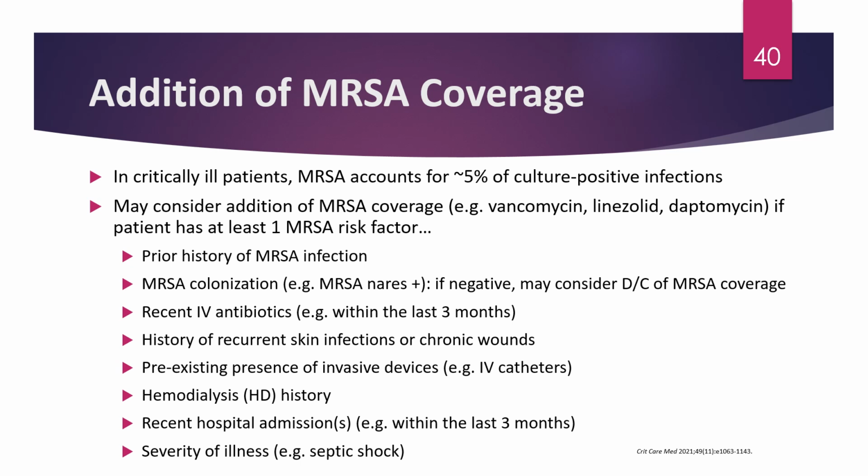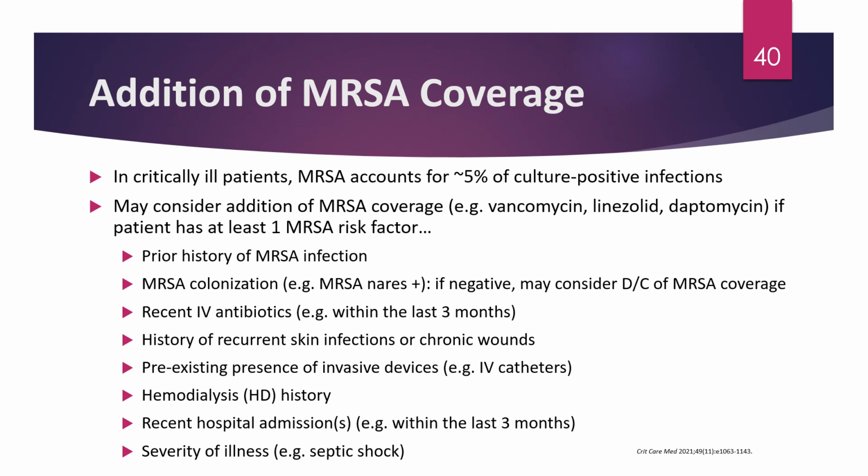So, some considerations that you might look at are things like prior history of MRSA infection. If the patient is colonized with MRSA, which we can find via an MRSA nares test, where basically the nares are swabbed, and if that test comes back positive, there is a possibility that that patient might have a gram-positive infection if they are indeed septic. If they're negative for the MRSA nares, you can actually consider discontinuing that MRSA coverage.